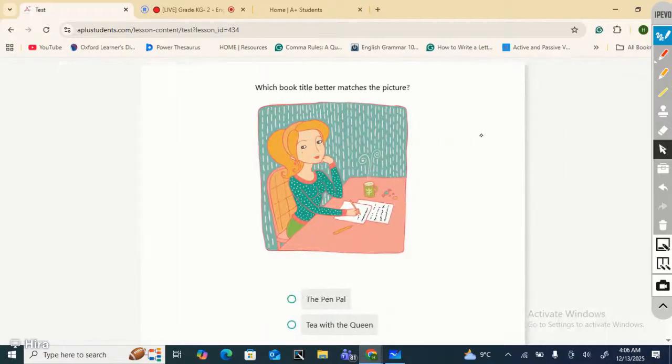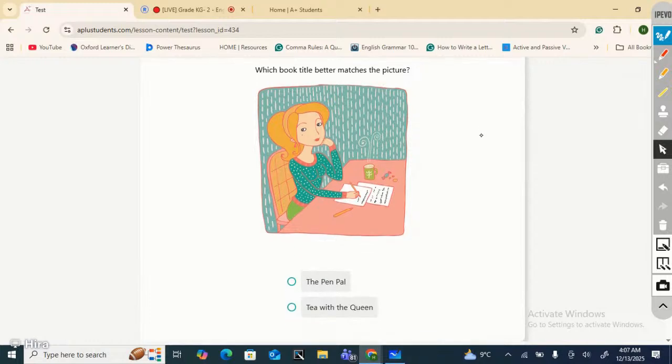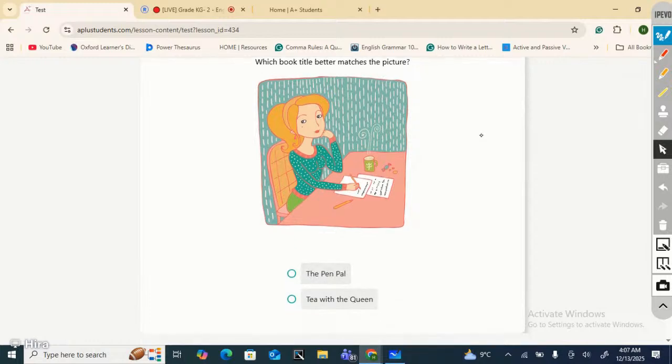There is a girl. She seems to be thinking and writing. She's sitting here. So, which book title better matches the picture? The Pen Pal? Tea with the Queen? Well, she seems to be writing something. Who is a pen pal? A friend whom you write to. You write some letters or something to communicate.